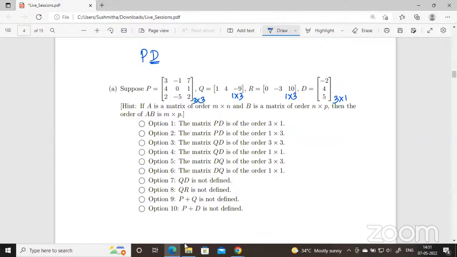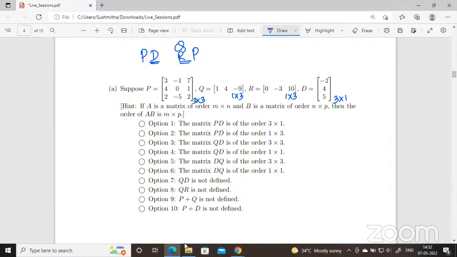After P, I can just multiply with P. But what are the matrices I can multiply P with before P? Like pre-multiplication. Q and R. Obviously, you can do P into P also, because it's a square matrix, you can talk about the powers of the matrix.